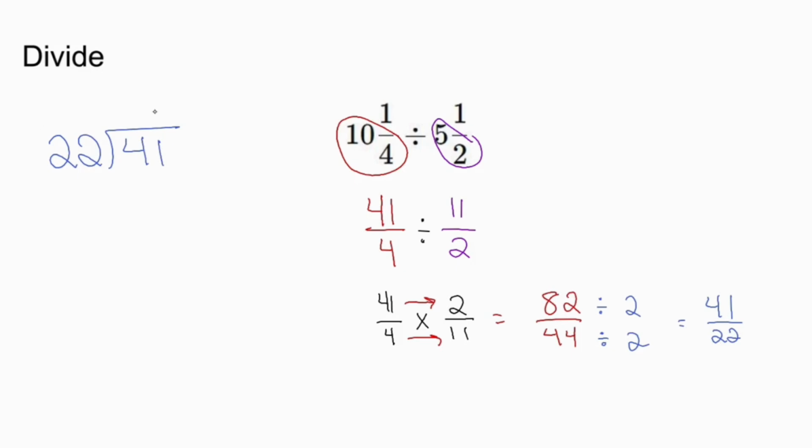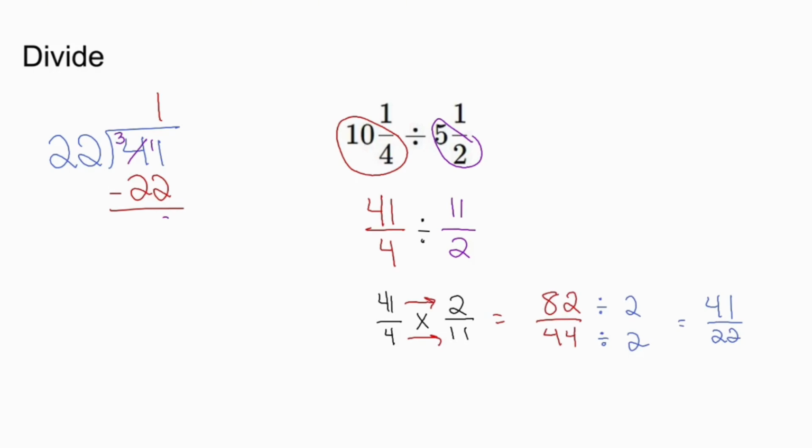Well, 22 goes into 41 one time. 1 times 22 is 22. We're going to subtract. So let's see. 1, you can't subtract 1 minus 2. So let's borrow from you, make you a 3, and make you 11.